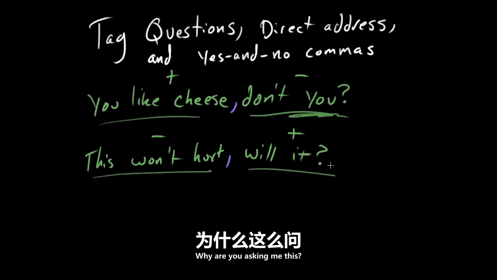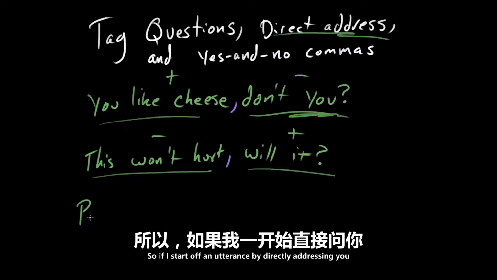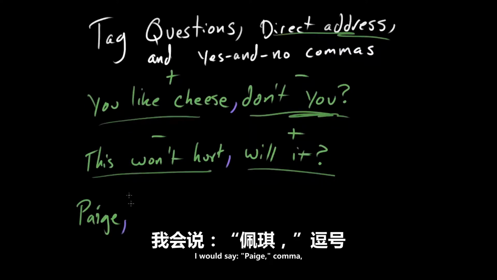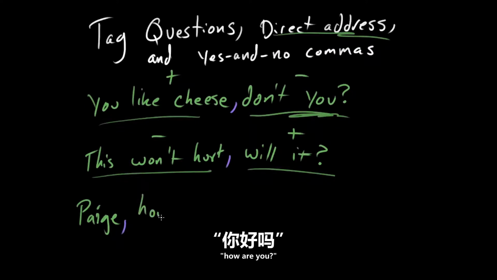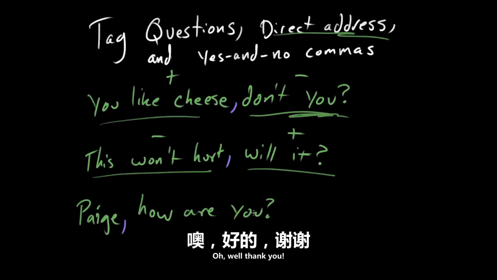Right. So, Paige, how are you? Why are you asking me this? Because it's an example of direct address. So if I start off an utterance by directly addressing you, there follows a pause. I would say, Paige, comma, how are you? I see. That makes sense. But also I'm interested in your well-being. Oh, well, thank you. I'm good.